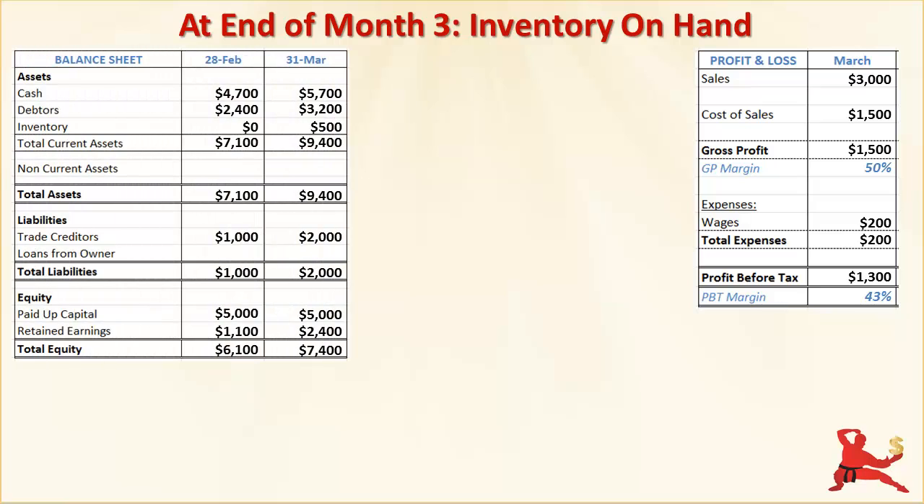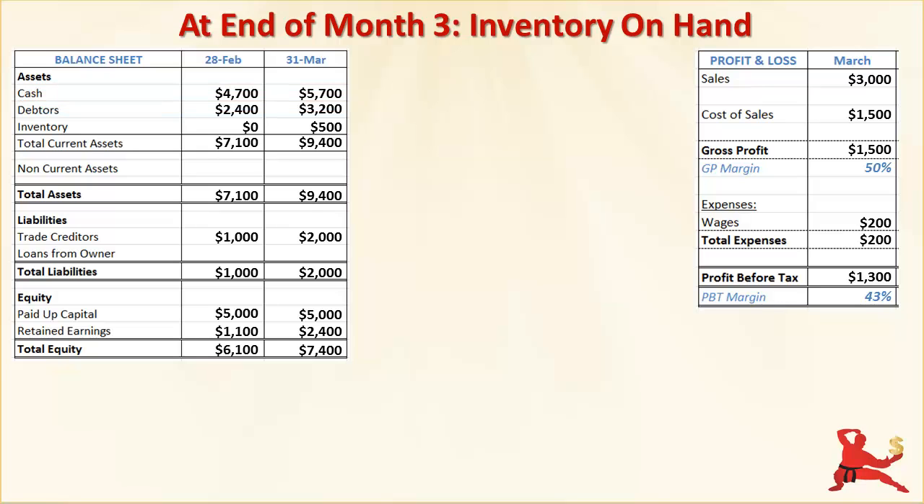It's in your balance sheet that the 50 unsold widgets show up. The cost of those 50 units is $500, so you now have inventory of $500 in assets on your balance sheet. Although you made a profit of $1,300 and you also got credit terms from your supplier, your bank account only increased by $1,000. Holding inventory ties up cash, just as debtors tie up cash.